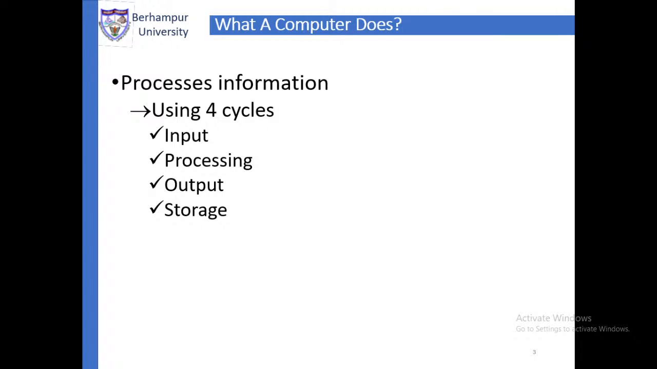If it is stored, then it will be collected for processing. If it is input data, if it is output data, then you can use it many times. Anytime you can access the storage and get the output data. So that is the functioning of a computer. Basically, it uses 4 cycles.